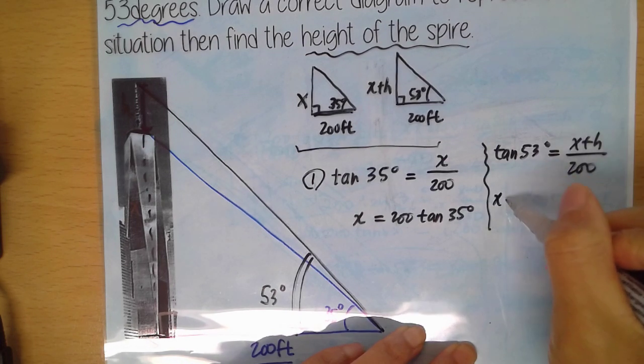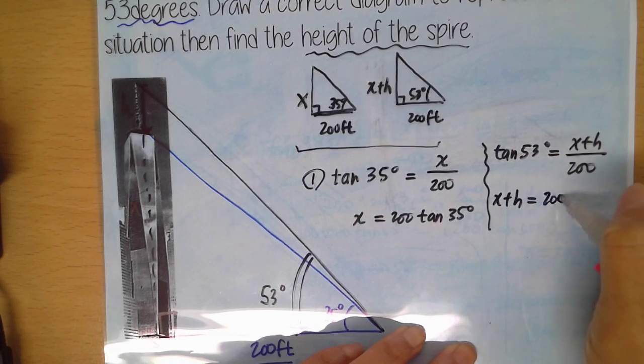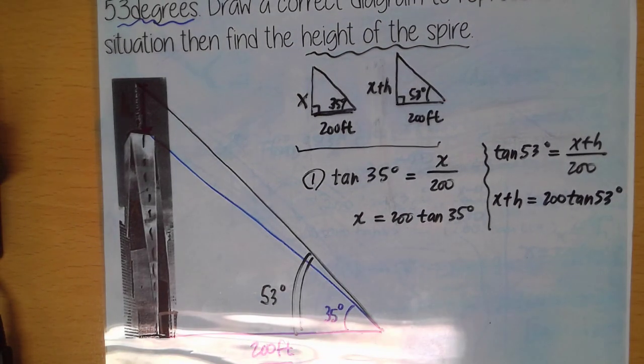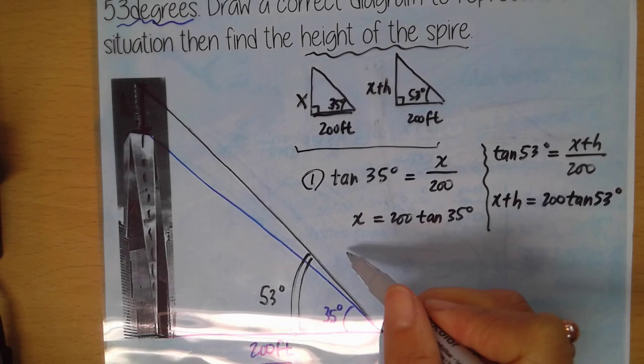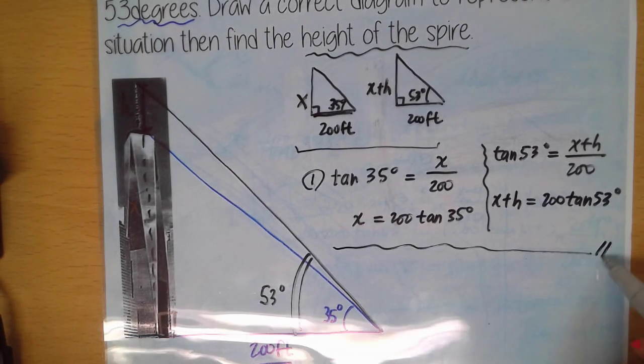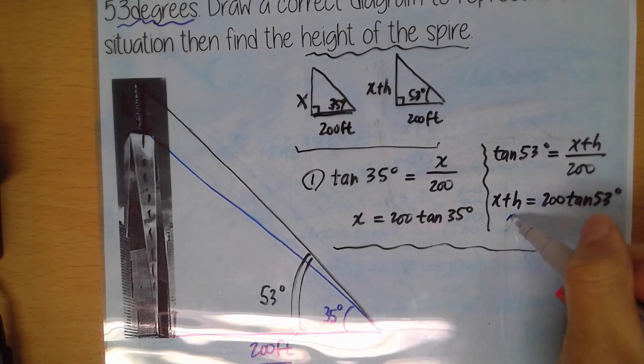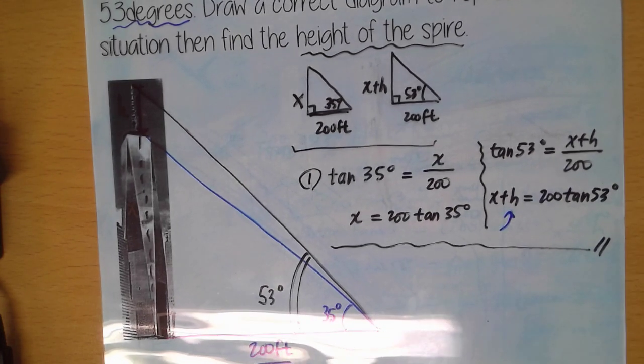So it's going to be x plus h is equal to 200 tan 53 degrees. Notice I don't actually calculate them right away, even though we're excited to. I'll tell you why later. So we've done that already. But what do we want to know? What we want to know is actually the h. But we have to find x first. So let's do that.